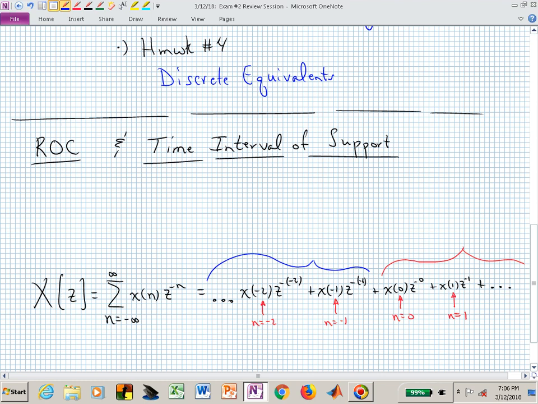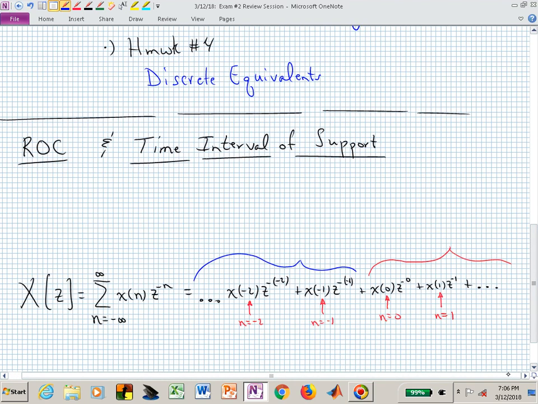Now, based on that, what can you infer from this information? You can actually tell a lot from just the expansion of this Z-transform definition, this series expansion. I've now highlighted or curly braced a couple of different sections of this series. The blue curly brace corresponds to what time interval in our time domain sequence?